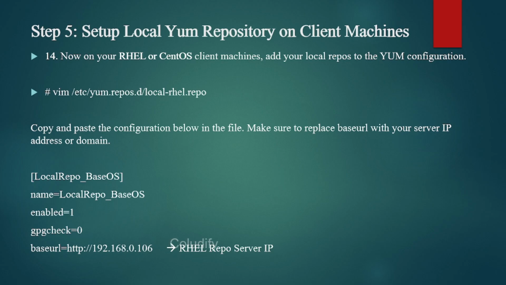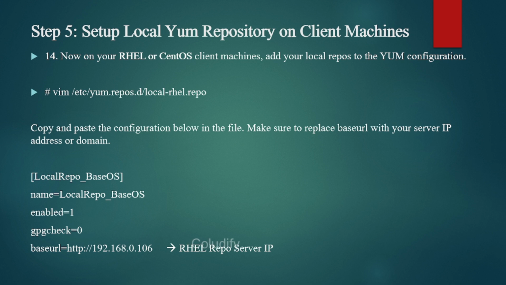For the client machine, first we have to go to the repos.d directory with the help of /etc/yum.repos.d, or we can directly create a local repo in that directory with the help of the vi command: vi /etc/yum.repos.d/local-rhel-repo.repo, a repo file. Once we open that file, we can add the parameters for BaseOS and AppStream.